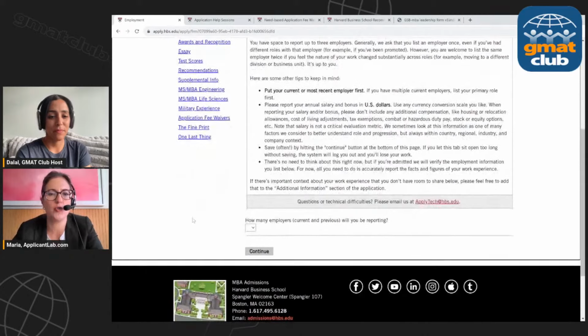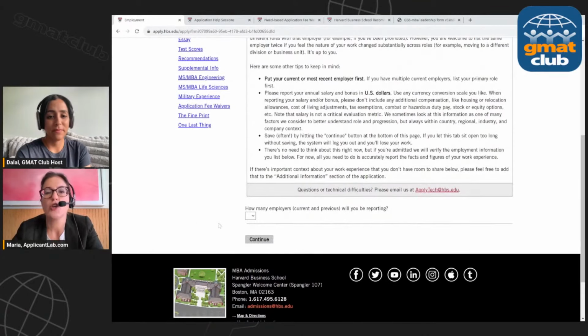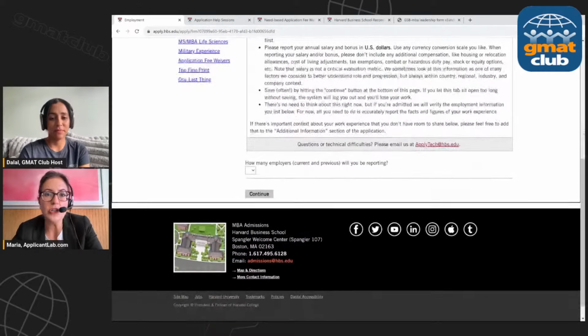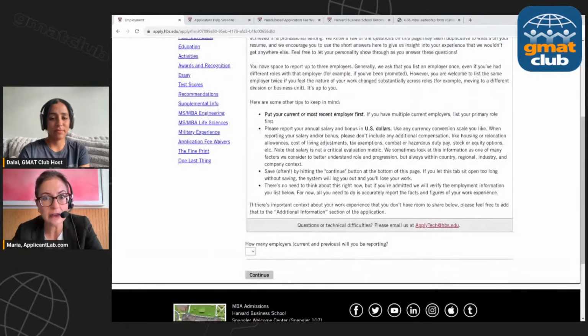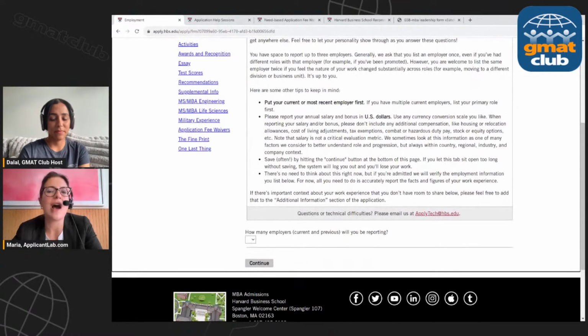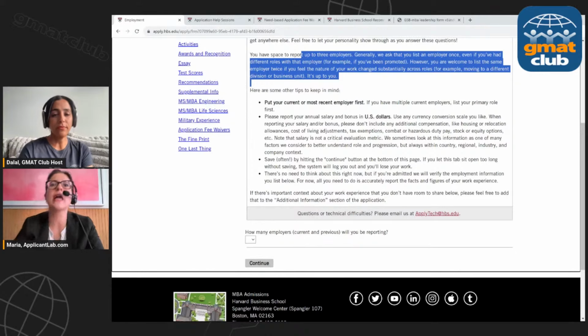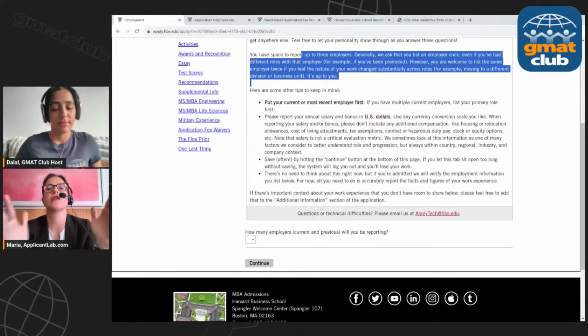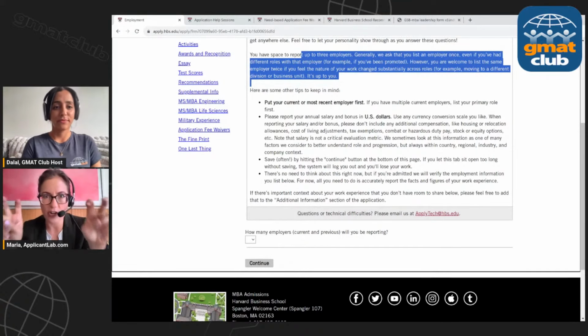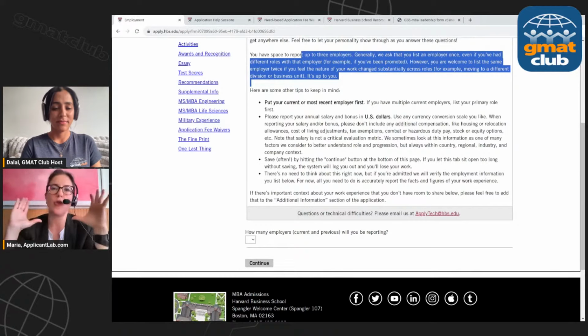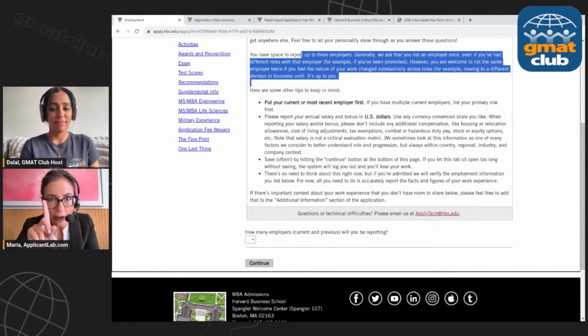So, moving on to the employment section, you can list up to 3 employers. If you've had fewer, that's fine. But if you've had more, you have to pick the last 3. Now, this is an important thing because it changes quite a bit from school to school. Some schools will say, if you've been at one company for 7 years and you've had 3 different jobs within that company, list them out as 3 quote unquote separate jobs. HBS's preference is for all of your jobs under one employer to be listed here as one employer.